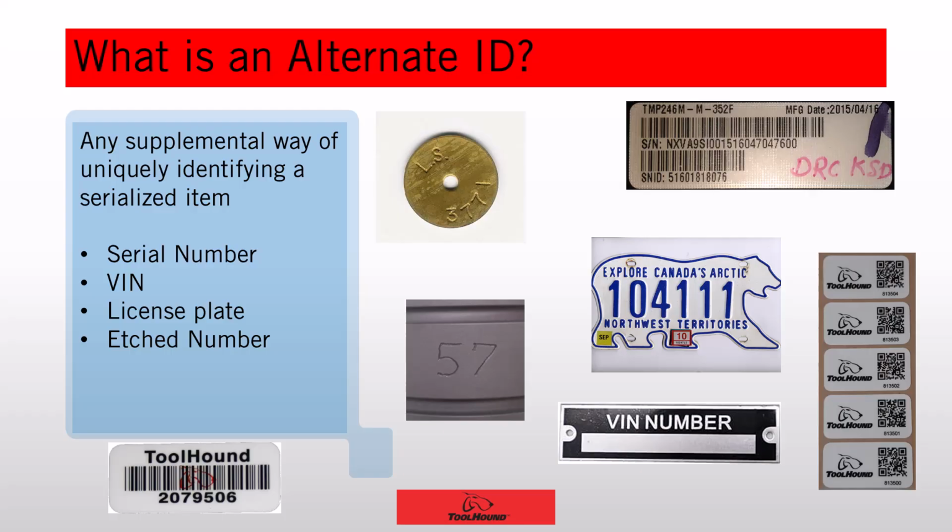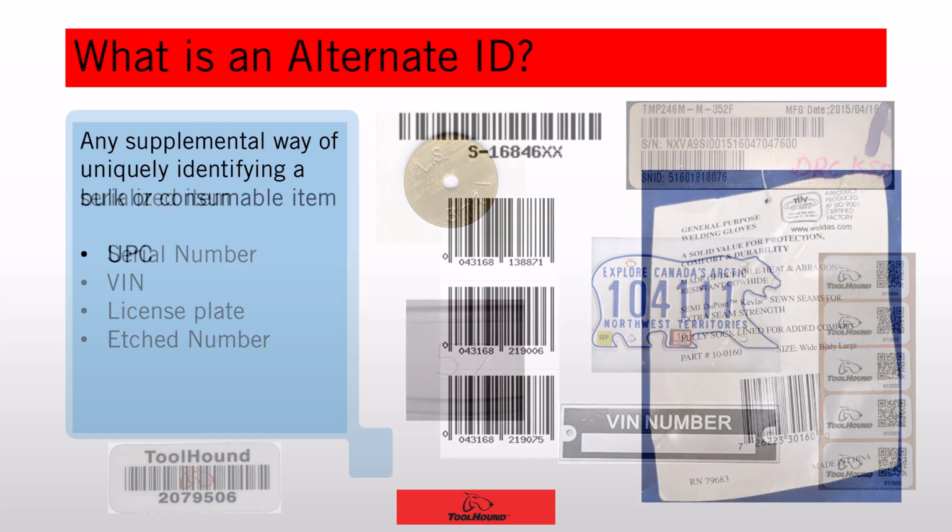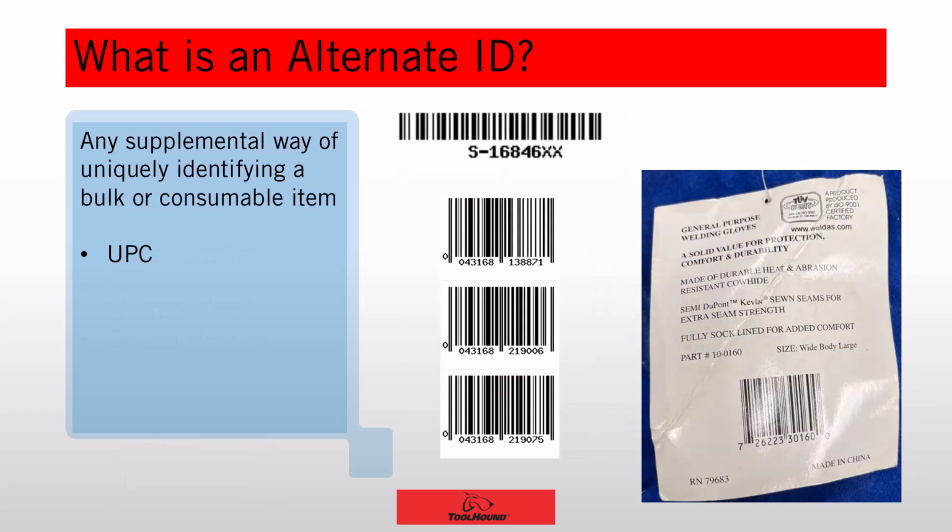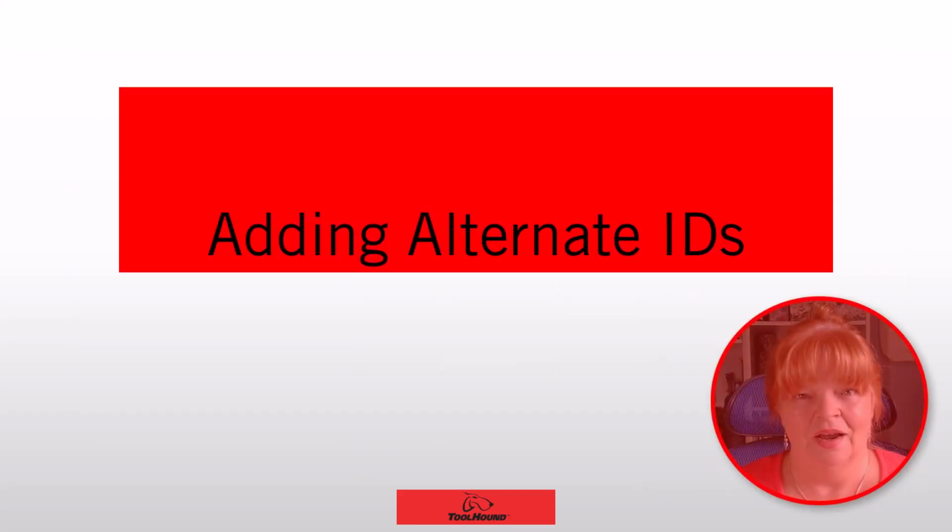For hardware like laptops, this could also be the MAC address. For small tools and consumables, the most common alternate IDs are UPC codes for multiple manufacturers under a single part number, or a vendor part number. Let's look at how to add alternate IDs to serialized and non-serialized inventory.